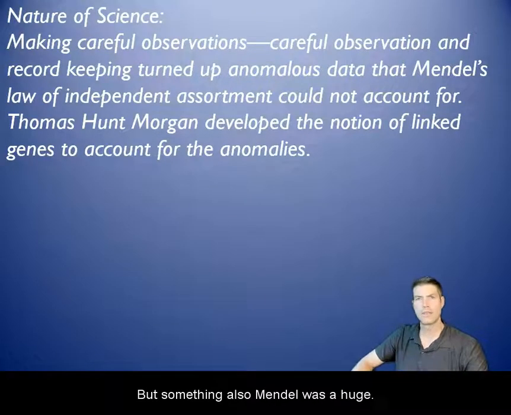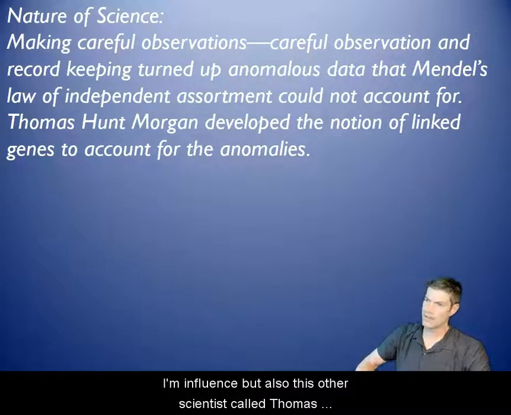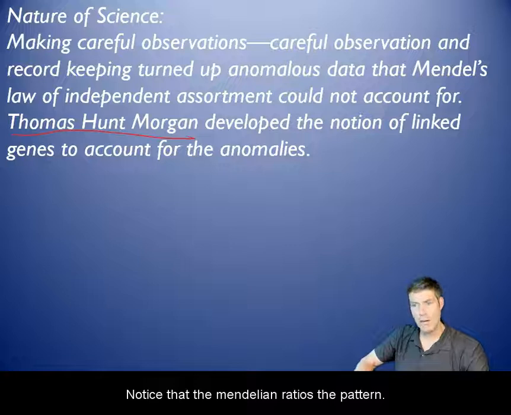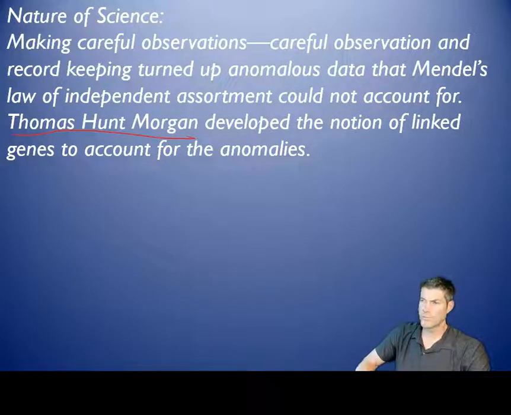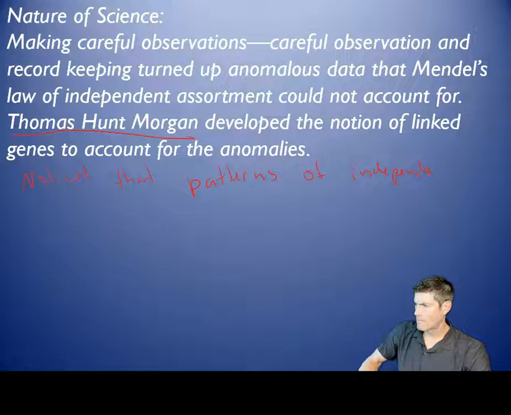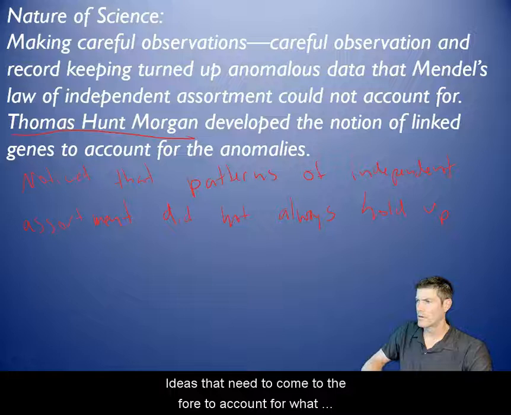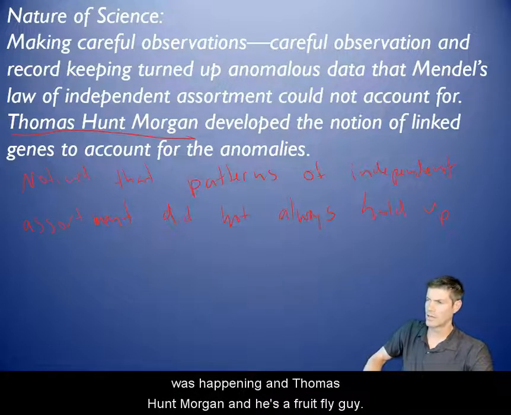And also, Mendel was a huge influence, but also this other scientist called Thomas Hunt Morgan, because he and others noticed that the Mendelian ratios, the patterns that Mendel laid out, didn't always hold up. There were other ideas that needed to come to the fore to account for what was happening. And Morgan is the fruit fly guy.